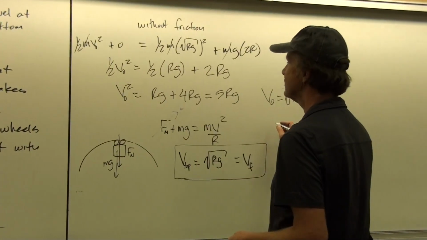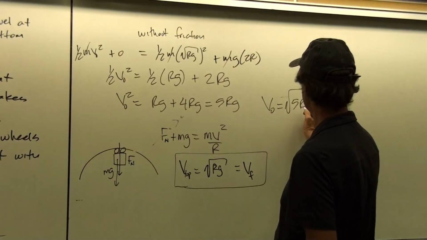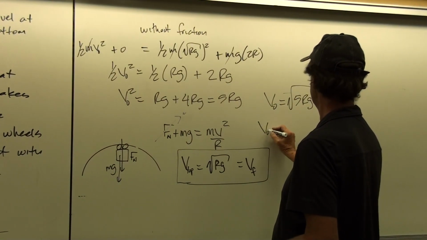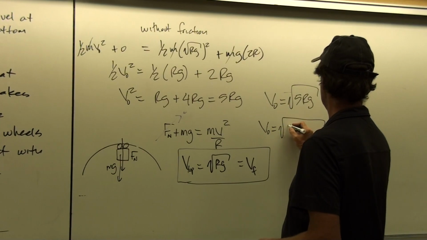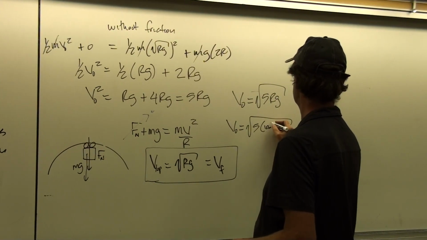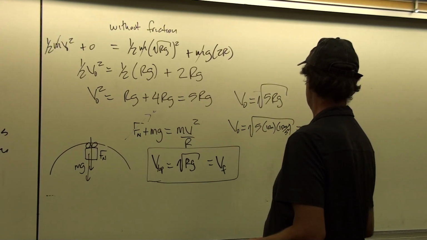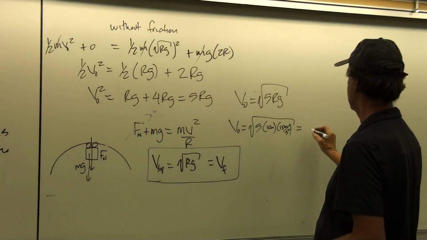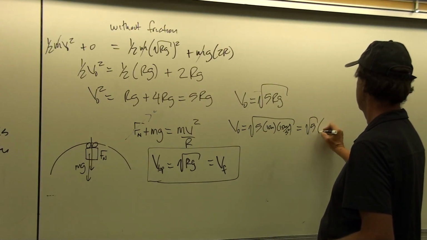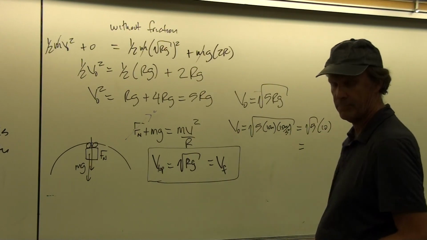And so here, let's try this then with r equals 10. This V naught is the square root of 5 times 10 meters times 10 meters per second squared. And so that's going to be square root of 5 times 10.